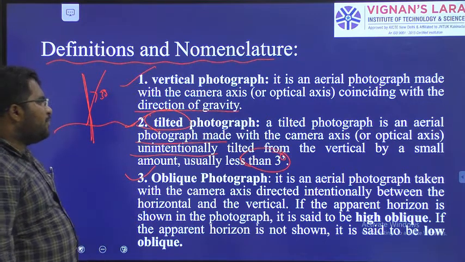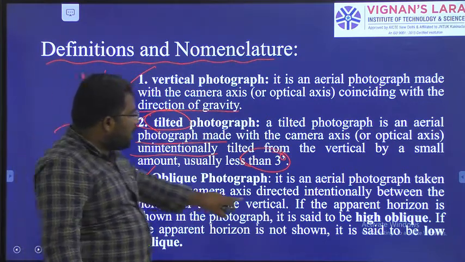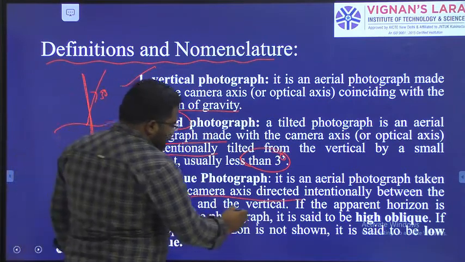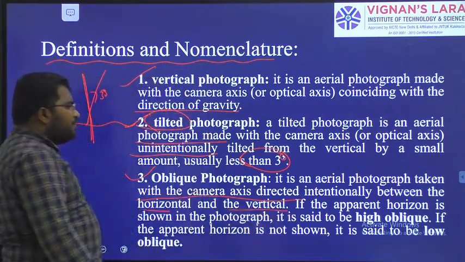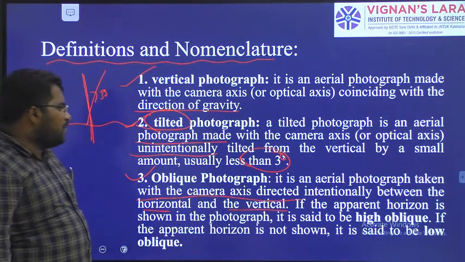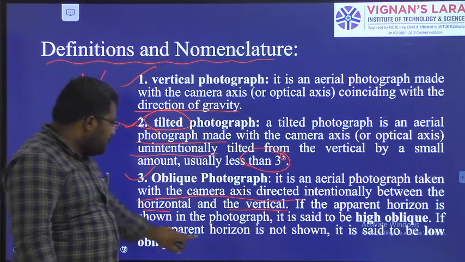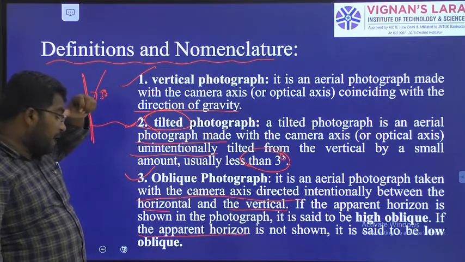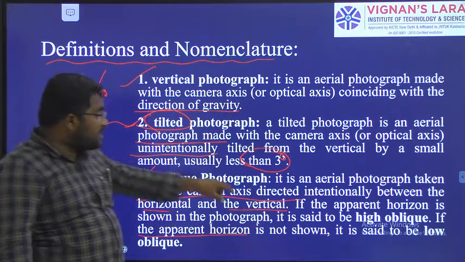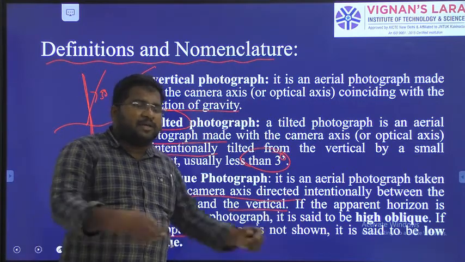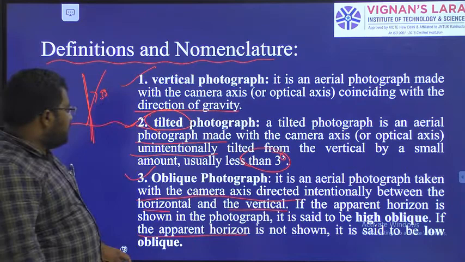It is an aerial photograph taken with the camera axis directed intentionally between the horizontal and the vertical. If the apparent horizon is shown in the photograph, it is said to be high oblique. If the apparent horizon is not shown, it is low oblique. So already with the angle, if less than 30 degrees, it is called low oblique. If it is greater than 60, that is called high oblique. We already discussed this point previously.